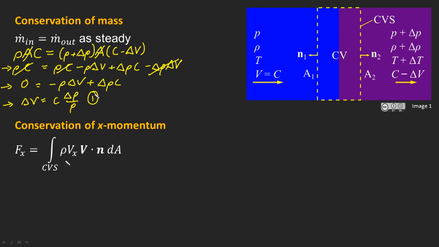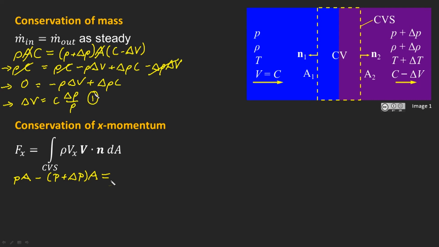Next, let's apply conservation of horizontal or x momentum to our control volume. This tells us that, in the x direction, the total force on our control volume is equal to the integral of the momentum flux out of the control volume. The only forces acting on our control volume in the x direction are due to the pressures on the left and right sides. On the left side, this results in a force of P times A to the right, which is positive, and on the right side we have a force of P plus delta P times A to the left, which is negative.